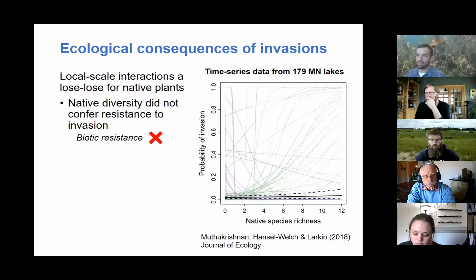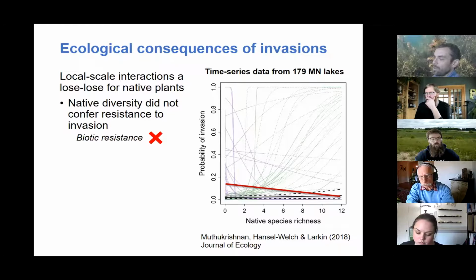What about finer scale interactions? Looking at points within lakes, which is the neighborhood scale at which plant species are interacting with each other, what we would like to see is native diversity conferring some resistance to invasion, which is called biotic resistance. But we do not see that pattern. The hope would be, as you have higher native species richness, you would have lower probability of invasion, but that is not what we found.